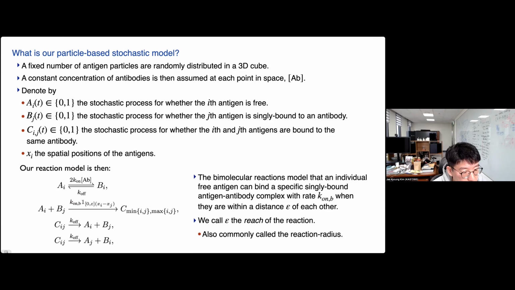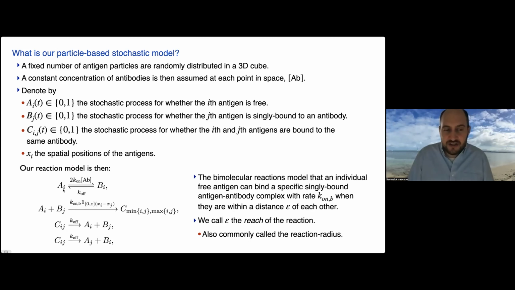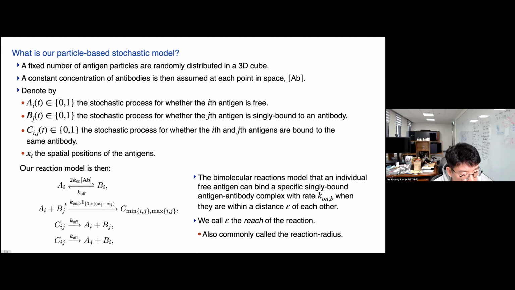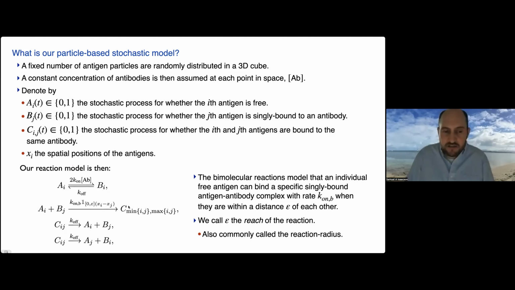Hopefully that will help. So the reaction model becomes this: an unbound antigen, the ith unbound antigen, can just convert into being singly bound, like a first order reaction. If the unbound antigen at location i and a singly bound antigen at location j are within epsilon of each other, then they can react with some rate K on B to form a complex where the antibody binds the two of them.